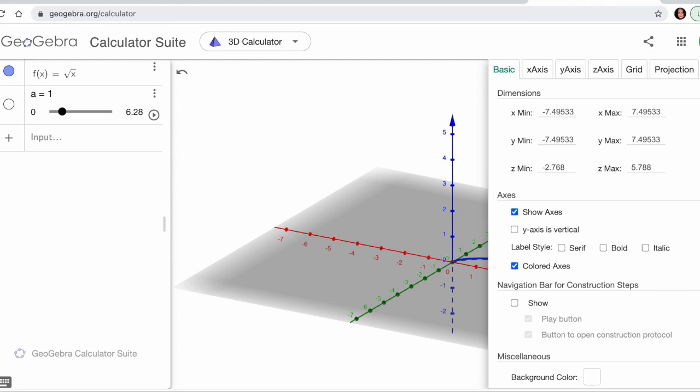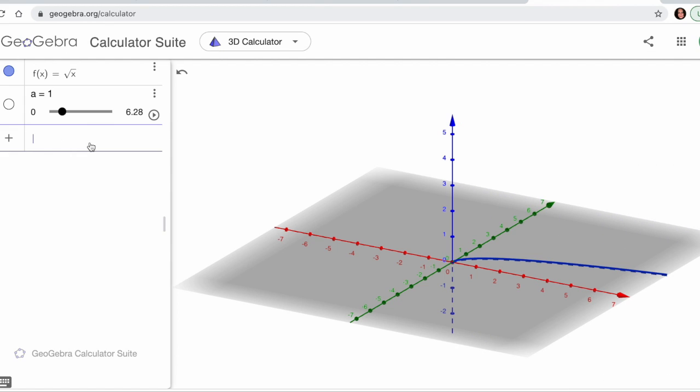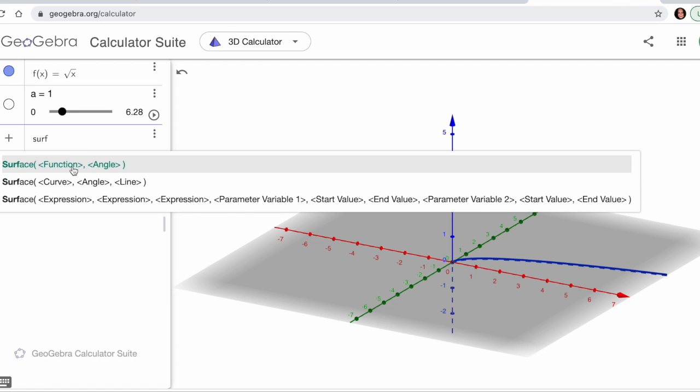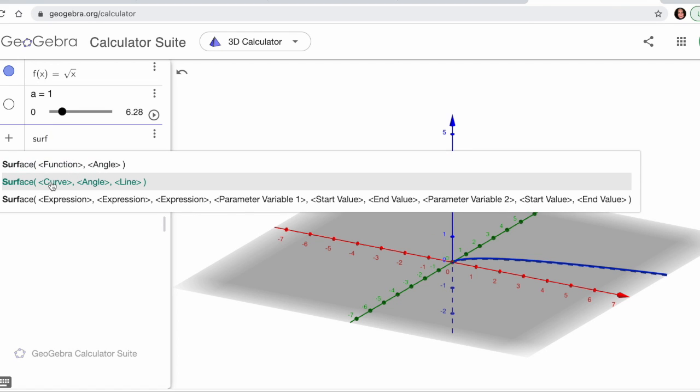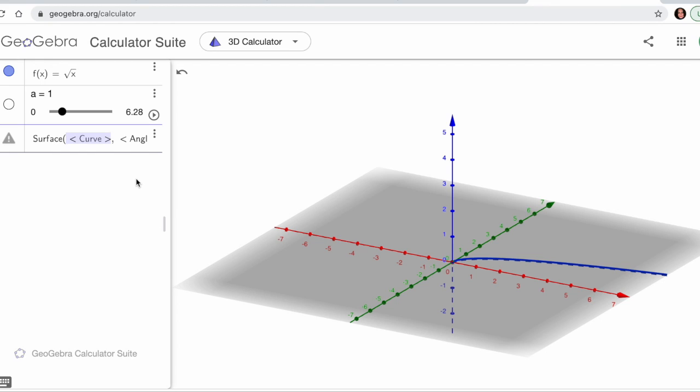Now my last thing that I'm going to do is define my surface. I'm going to pull up my surface command, and I always want to choose this one that says curve angle line. I'm going to hit enter. For my curve, I'm using the function square root of x, so I'm going to define that as f.